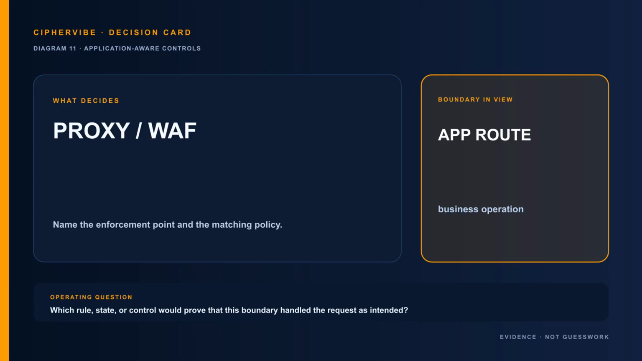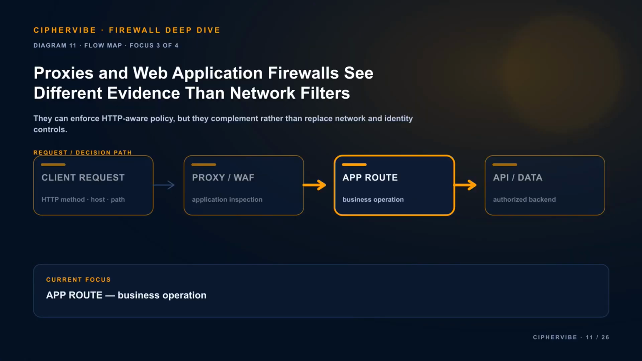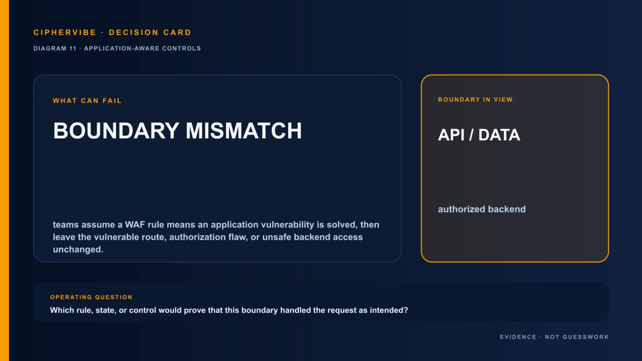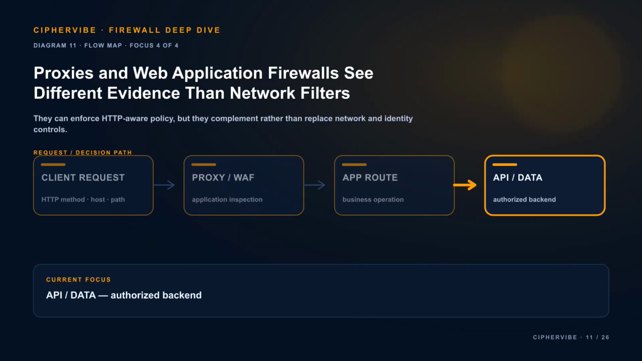That context is valuable for public web applications, but it has limits. An HTTP-aware device does not replace identity-aware authorization in the application, secure development practices, or safe network segmentation. It is another policy point with its own tuning, logs, false positives, availability behavior, and ownership.